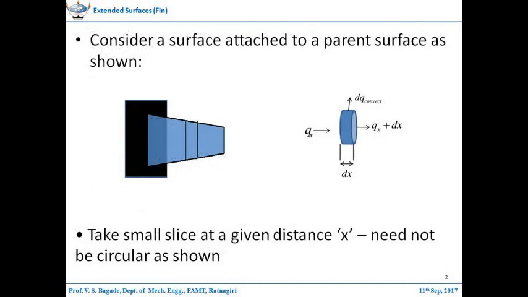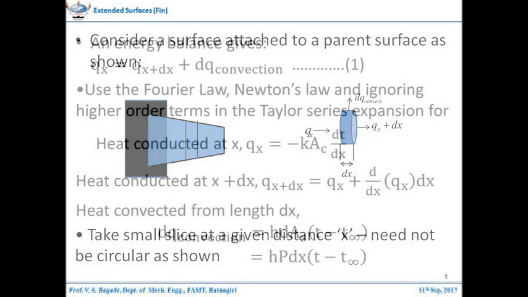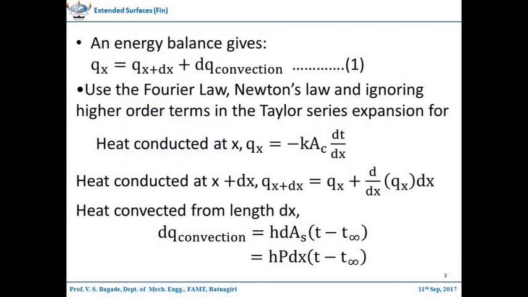Now consider a surface attached to a parent surface as shown in the figure. Take a small slice at a given distance x, which need not be circular as shown. With respect to x, the heat conducted is qx. With respect to x plus dx, the heat conducted is qx plus dx, and with respect to dx, the convection is dq convection.